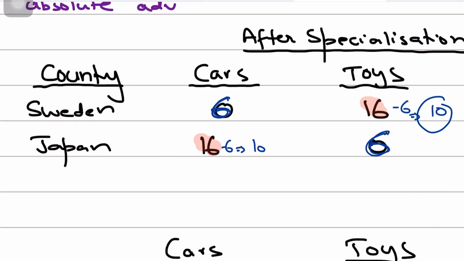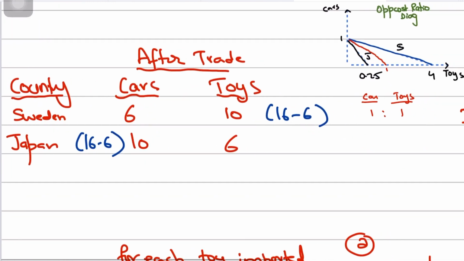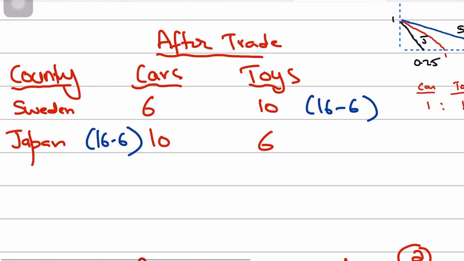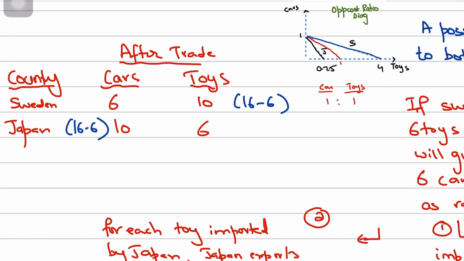Now, I have actually plotted and input the same values over here, and I've written the same thing, that Sweden now has 6 cars which it imported from Japan. These 6 cars came over here, while these 6 toys from Sweden went to Japan, right? And now Sweden is left with 10 toys, while Japan is left with 10 cars. But at the same time, Sweden also has 6 cars now, and Japan also has 6 toys. Now, this is quite mutually beneficial, and I'll prove it to you mathematically.